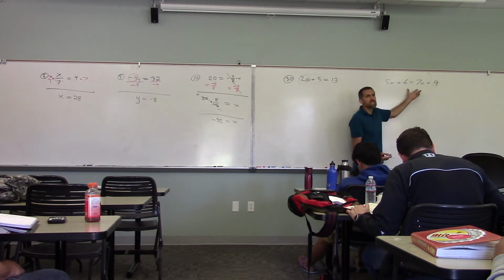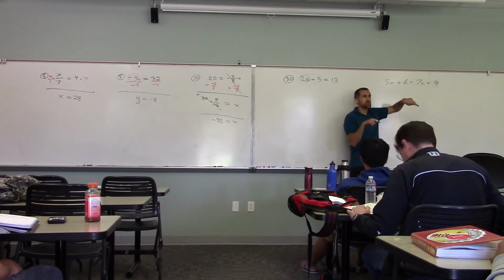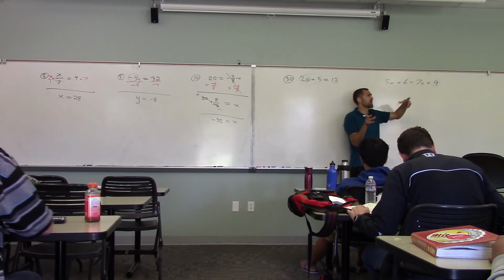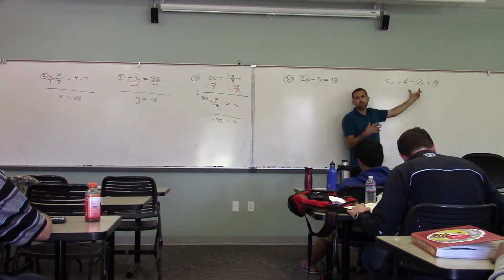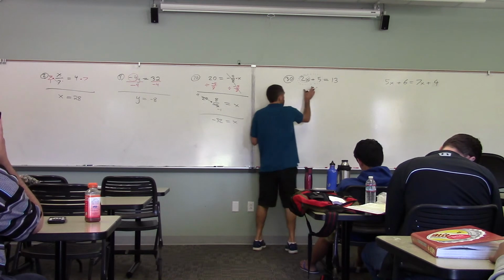And every linear equation looks like this. The only steps that come before this are distribute and combine like terms, and then every problem in chapter 2 looks like this basically. Okay? Alright, so here, what will we do first?